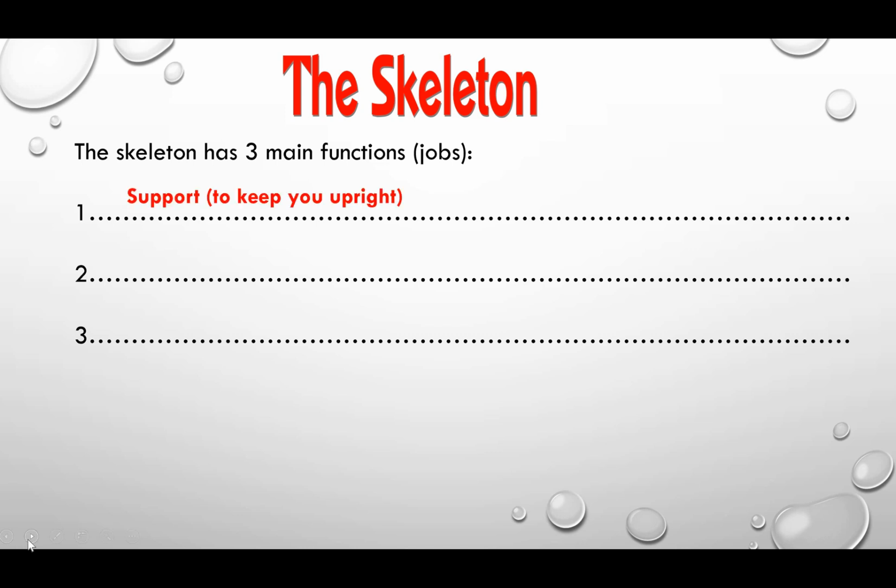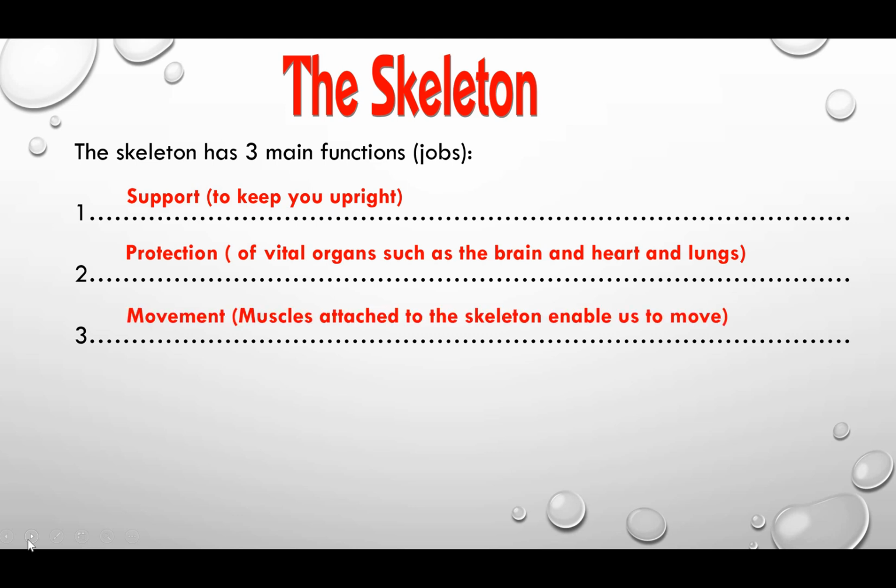So the top one is support, to keep you upright. Without your skeleton you would just be a jelly-like blob on the floor. The second one is for protection of your vital organs, particularly your brain and your heart and your lungs. And the third one for movement. The muscles attached to the skeleton enable us to move. So we'll be looking at this a little bit later on in this lesson.